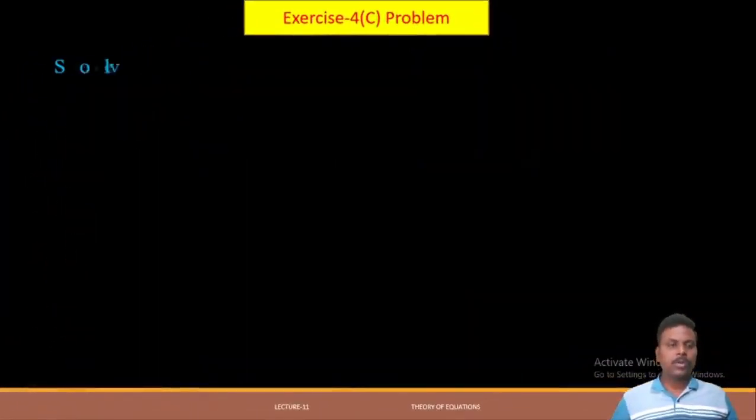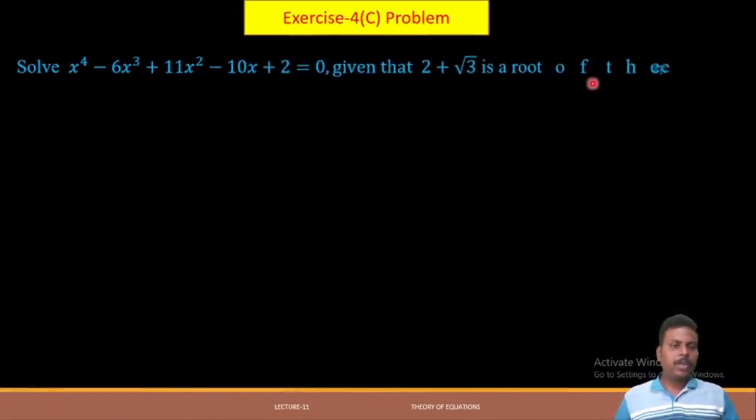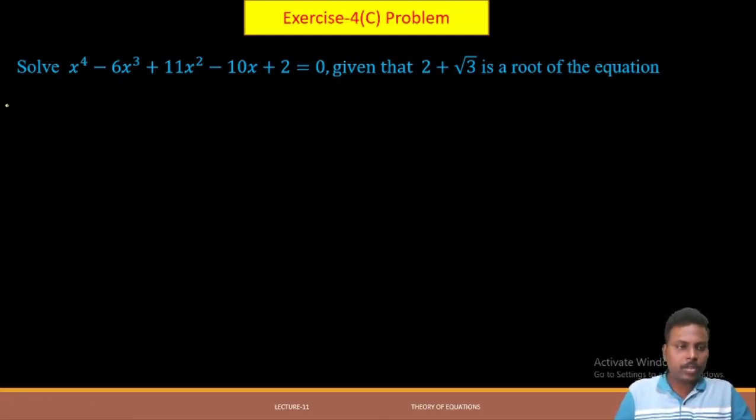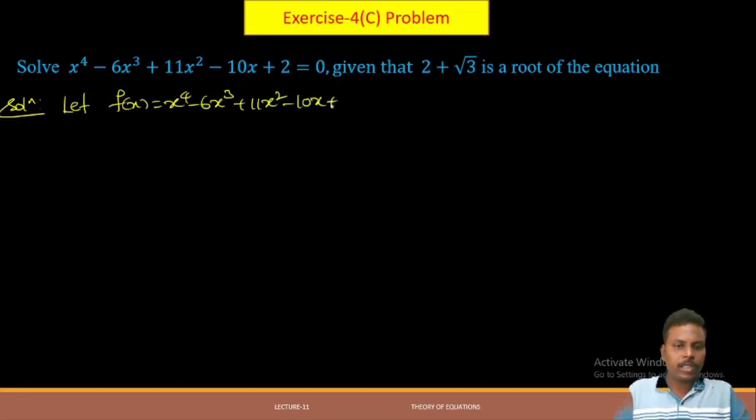Let us discuss one more problem. Here is our next problem. Solve x to the power 4 minus 6x cube plus 11x square minus 10x plus 2, given that 2 plus root 3 is a root of the equation. That means you are given a polynomial equation and one root. So you are asked to solve this equation. Here is the solution. Let f of x is equal to x to the power 4 minus 6x cube plus 11x square minus 10x plus 2.